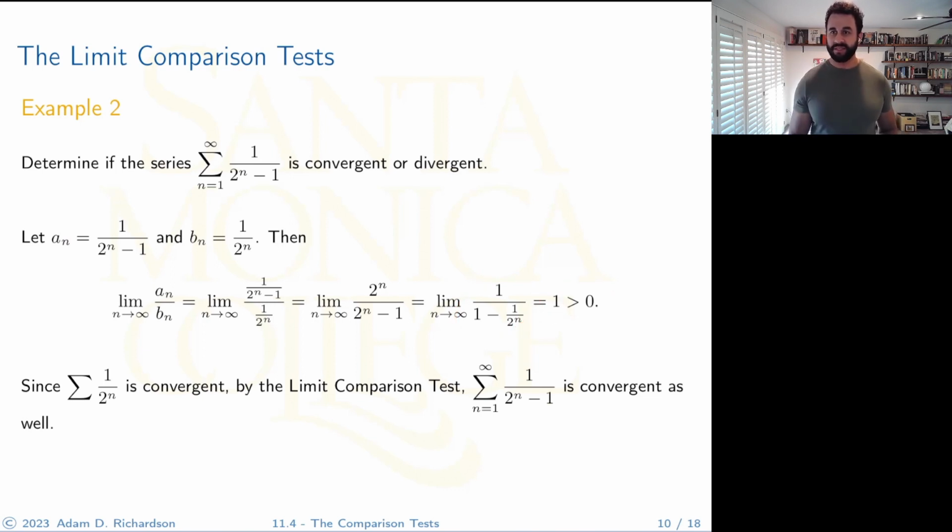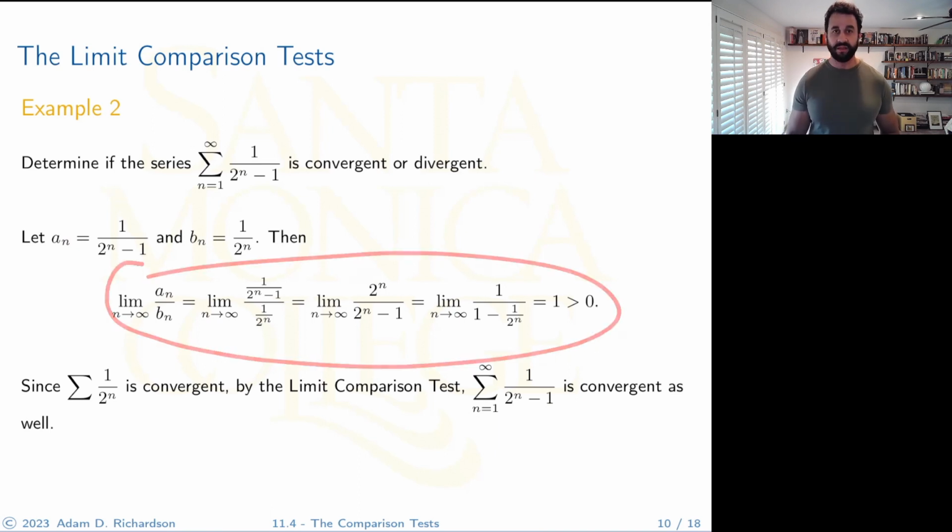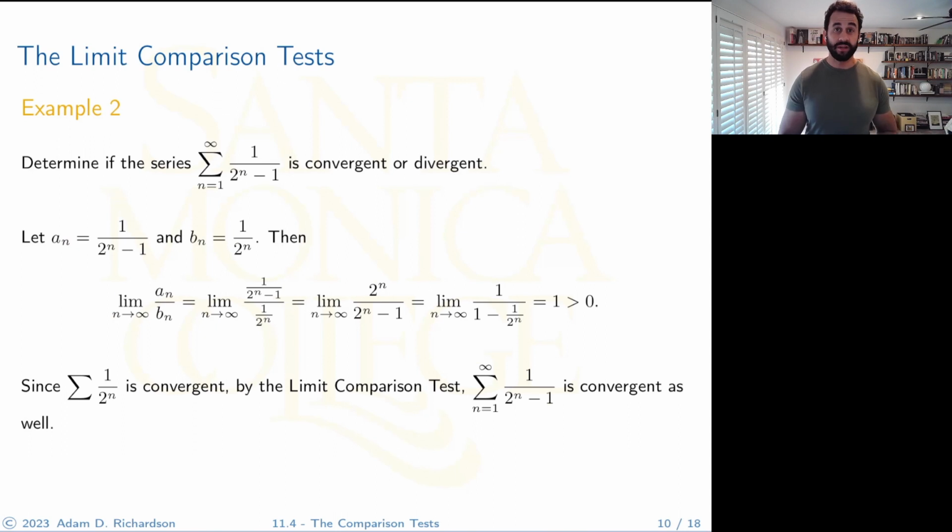Nice. That means that the series with these terms and the series with these terms have the same convergence behavior. Now we know this one is convergent because it's a geometric series. So by the limit comparison test, this one is convergent as well. And that's the argument. All right. Once again, notice the calculations are pretty minimal here, right?